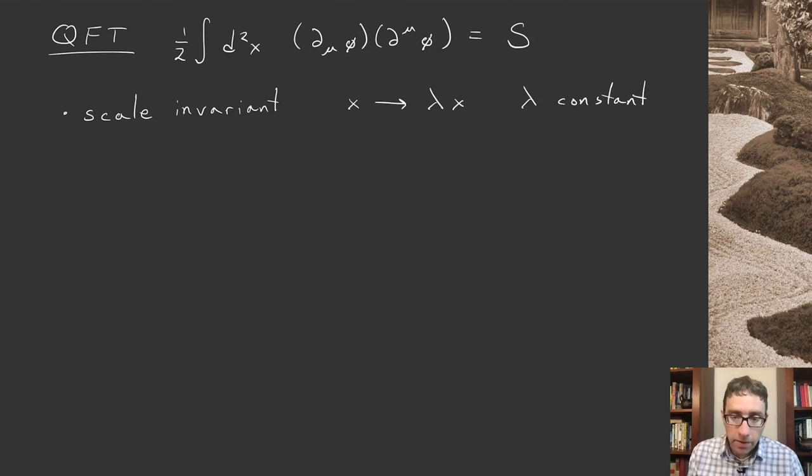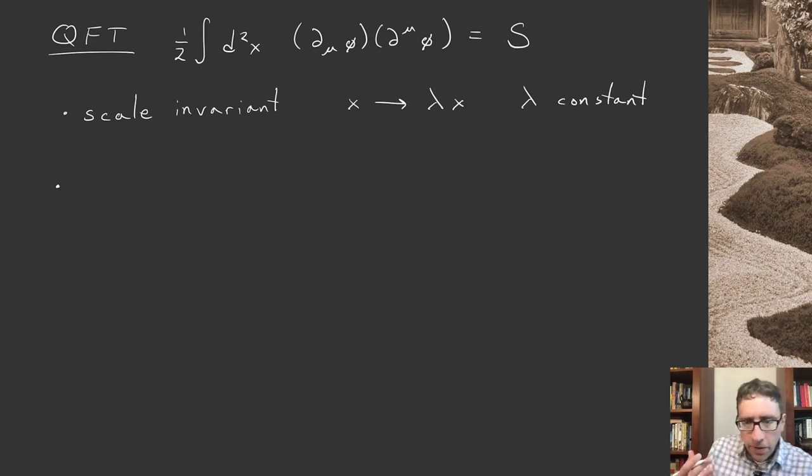the claim is that this action is invariant because the two derivatives have two 1 over x factors, and the d^2x in the integrand cancels it. So the lambda dependence cancels out. This theory is scale invariant. So that's a sort of global scale invariance.